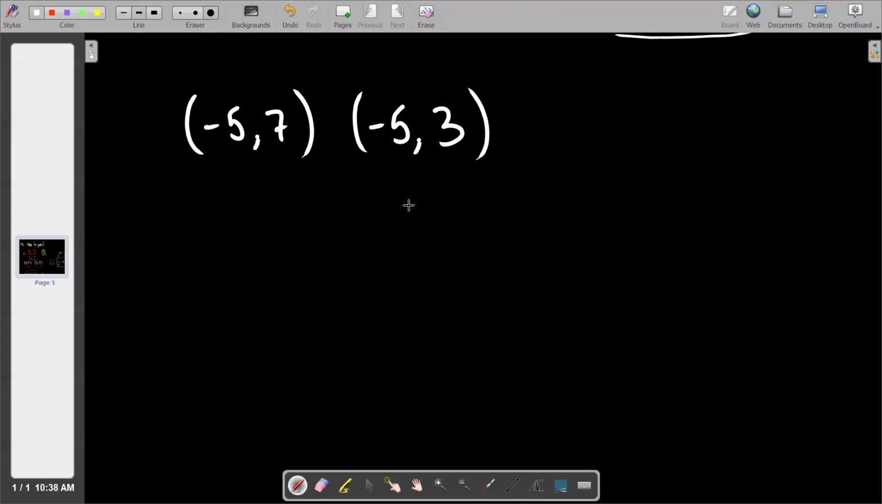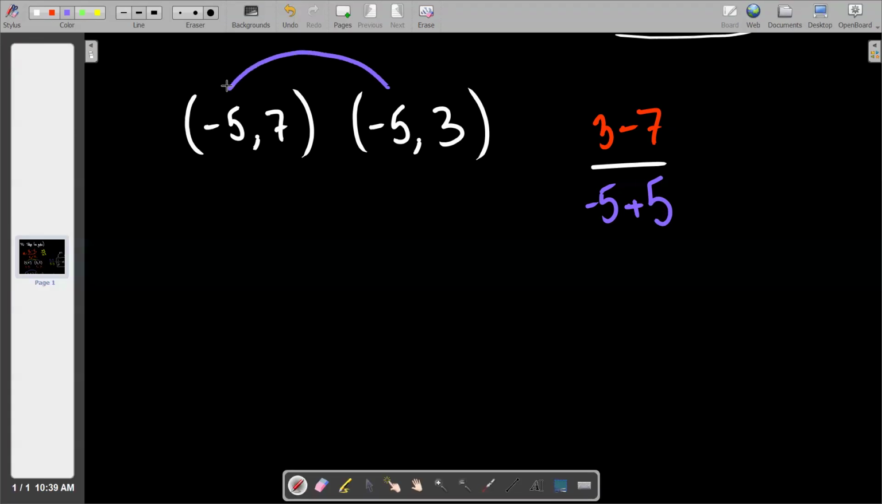What would the subtraction problem be on the top of my fraction? 3 minus 7. Good job. What would the math problem be on the bottom of the fraction? Minus -5 plus 5. Good job, Keith. -5 plus 5. And again, that comes from this minus this. -5 minus -5. There it is. Nice play.